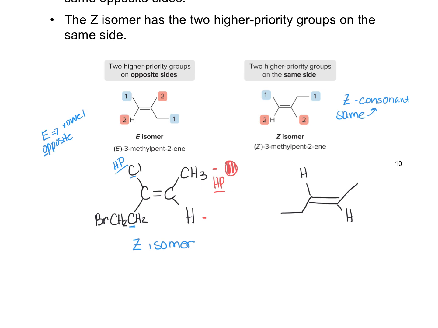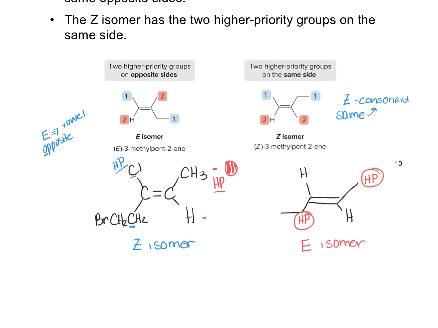So when we come here and compare on this side, there's a carbon here versus the hydrogen. So again, that's high priority. And then down here, there's a carbon versus the hydrogen here. So that's also high priority. So these high priorities are on opposite sides of the double bond. And so because they're on opposite sides of the double bond like that, they are the E isomer.